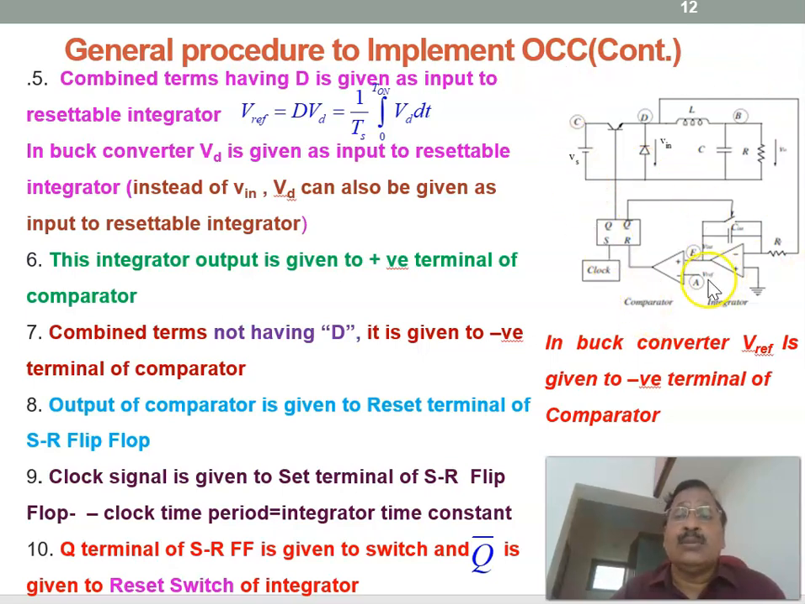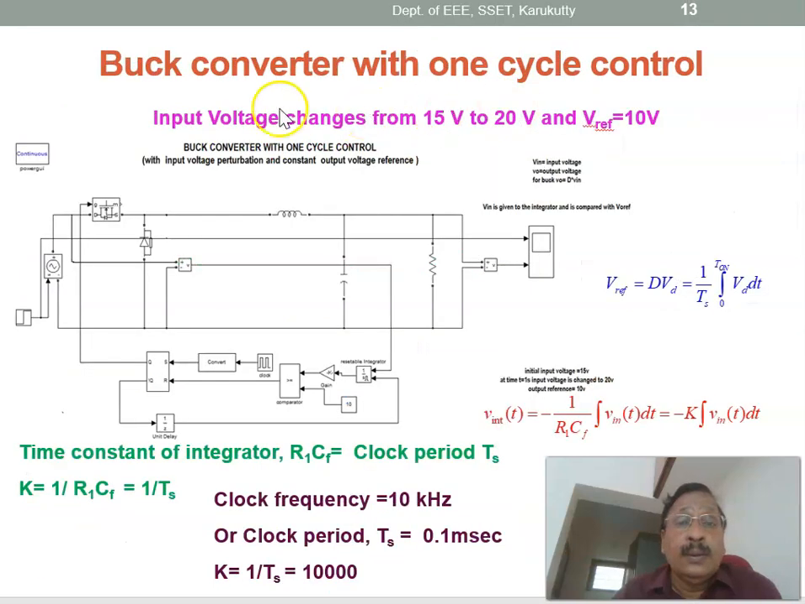As far as the buck converter is considered, this is the way in which we can connect. Now let us see the implementation of it. This is a simulation model of the buck converter with a one cycle control. Here, the input voltage is changing from 15 volts to 20 volts, and we are keeping the reference voltage at 10 volts. And this is the power circuit.